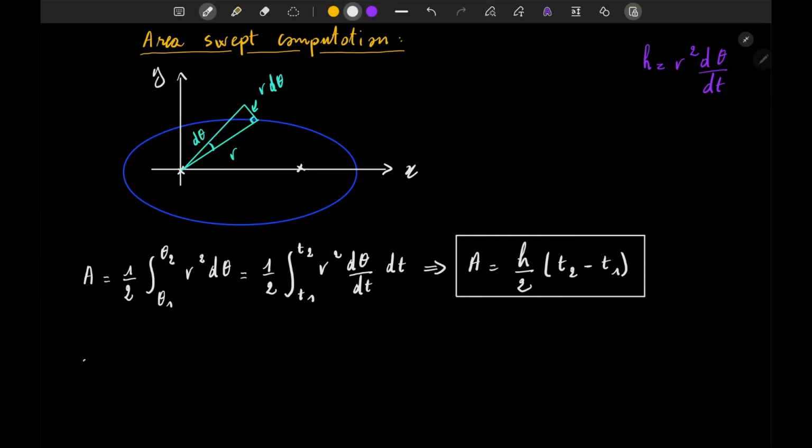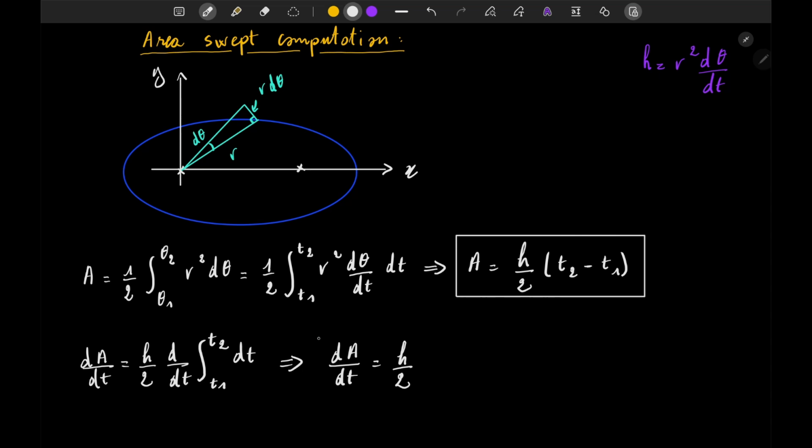And just for fun, let's calculate the derivative of the area over time. We expect it to be a constant. Let's see. So we get that the derivative of the area with respect to time equals h over 2. And by that, we complete the derivation of the second law.